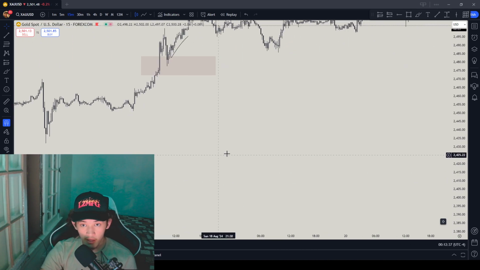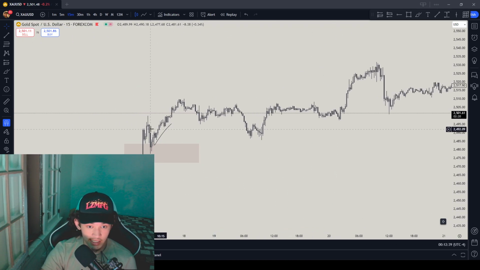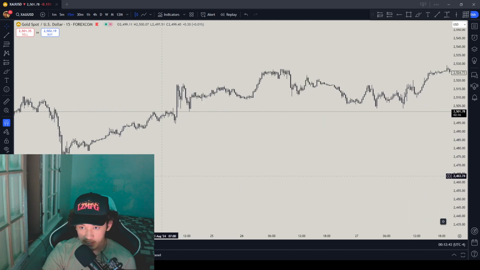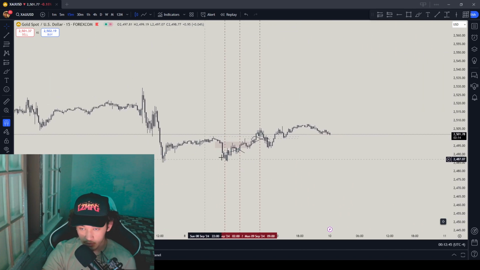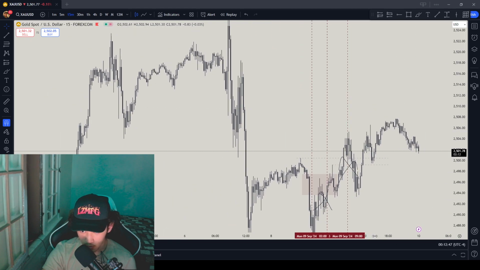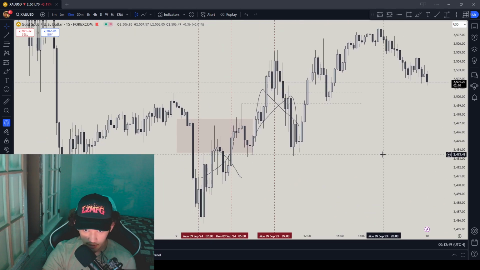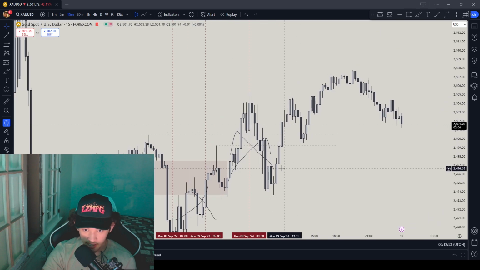So the fair value gap literally always extends the move. So that's the fair value gap. Guess what the market does? Goes up higher. Same thing over here. If you go back all the way to where we were, that's the fair value gap. The market does extend up here. That's the fair value gap right over here. The market does extend up higher.